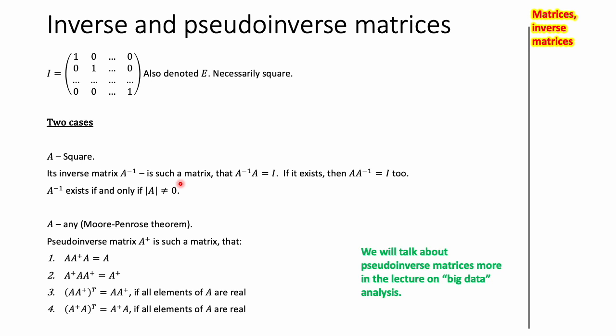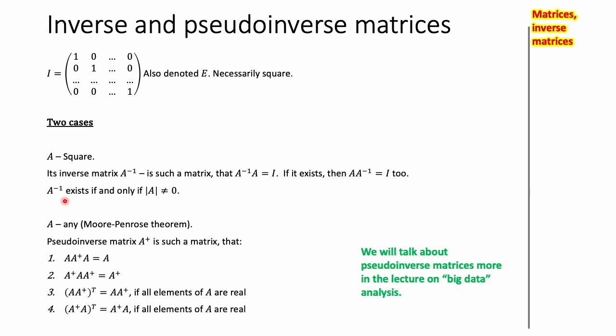And the inverse matrix exists if and only if the determinant of the original matrix is non-zero. And here is the value of determinants, one of its great features. It's sort of the measure of invertibility. If it's non-zero, the matrix is invertible. If it is zero, the matrix is not invertible. It doesn't have an inverse matrix.